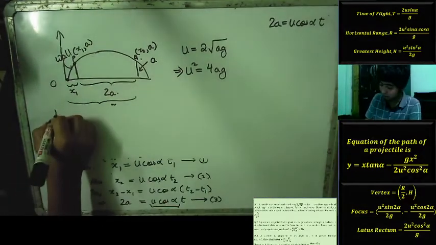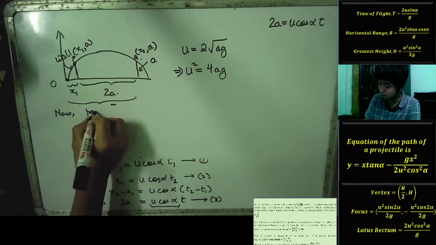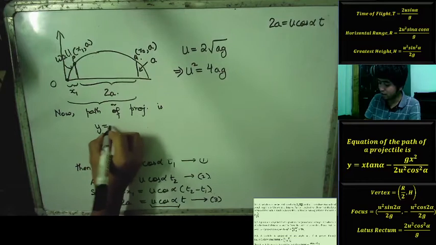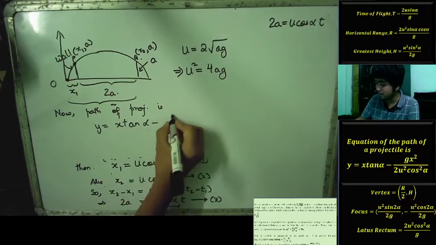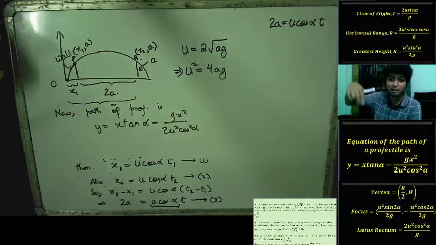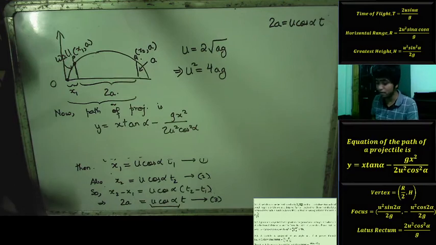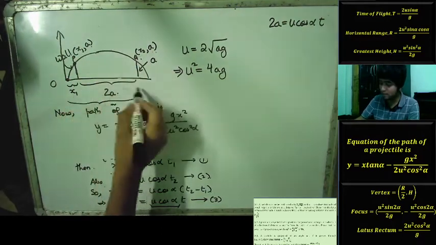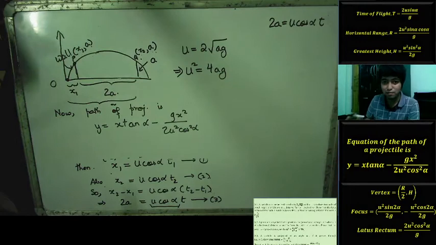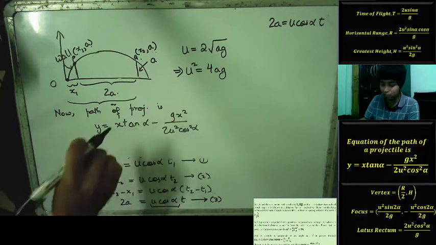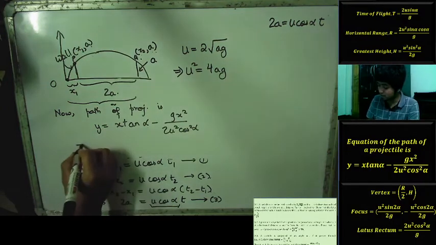Now the path of the projectile is y equals x tan alpha minus g x squared by 2u squared cos squared alpha. How did I get that one? It is from the equation of the path of a projectile. Over here you notice that the y coordinate for both of the points is the same. What differs is only the x coordinate. So because we have two different values for x, I won't be substituting x over here. I will be substituting only the y coordinate.